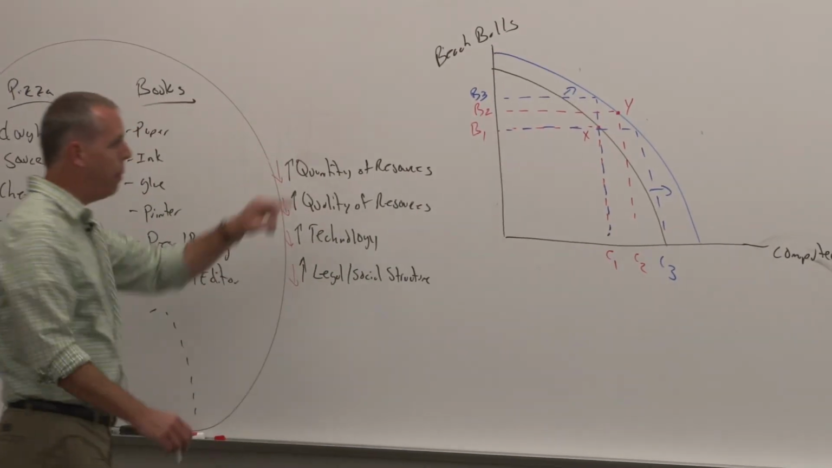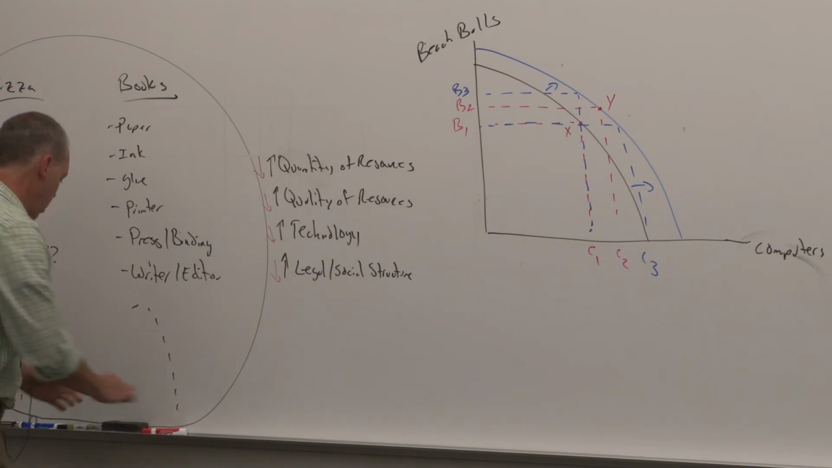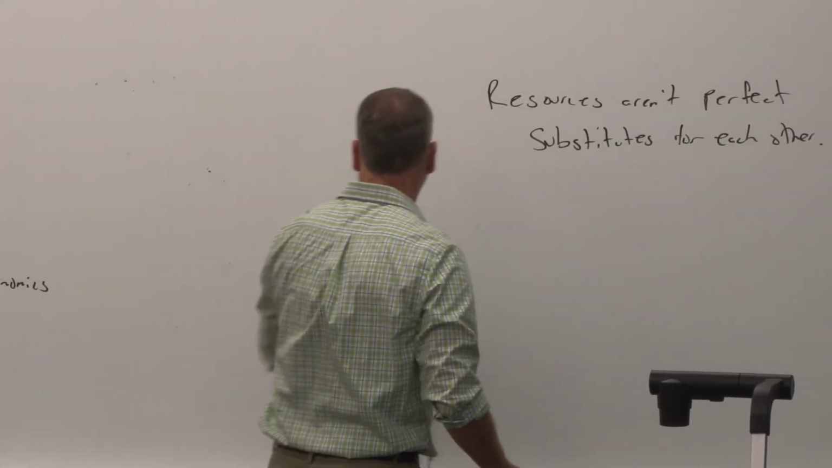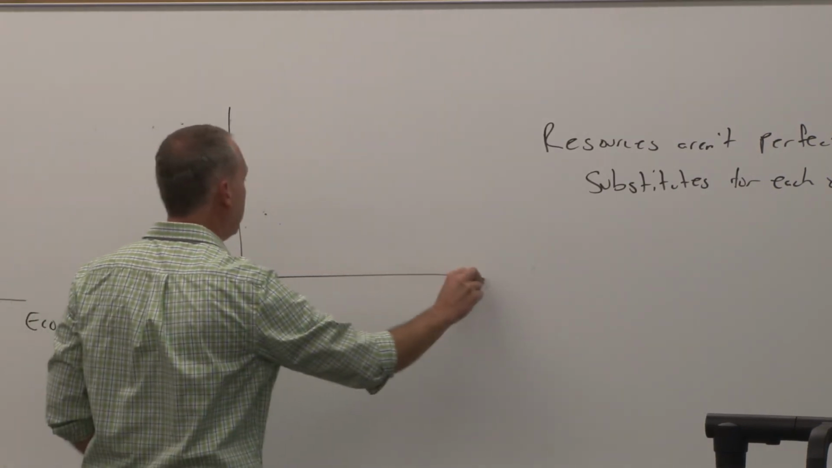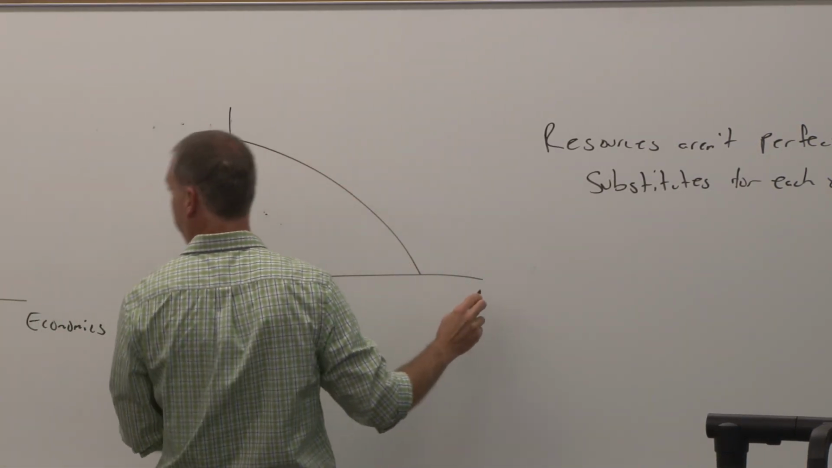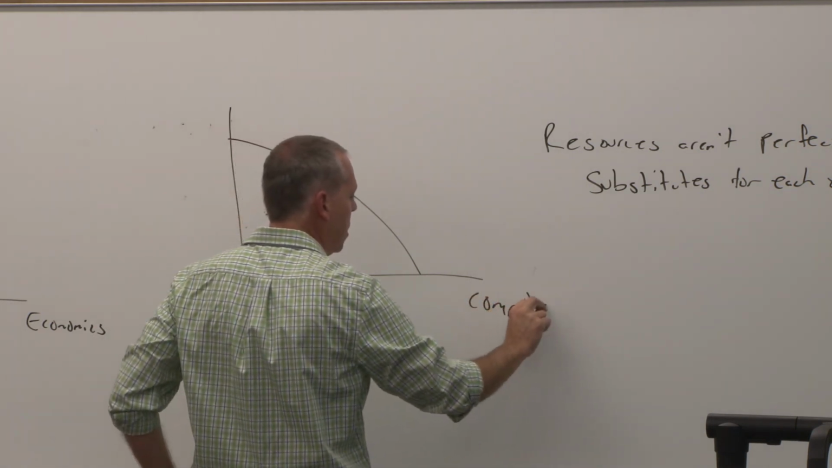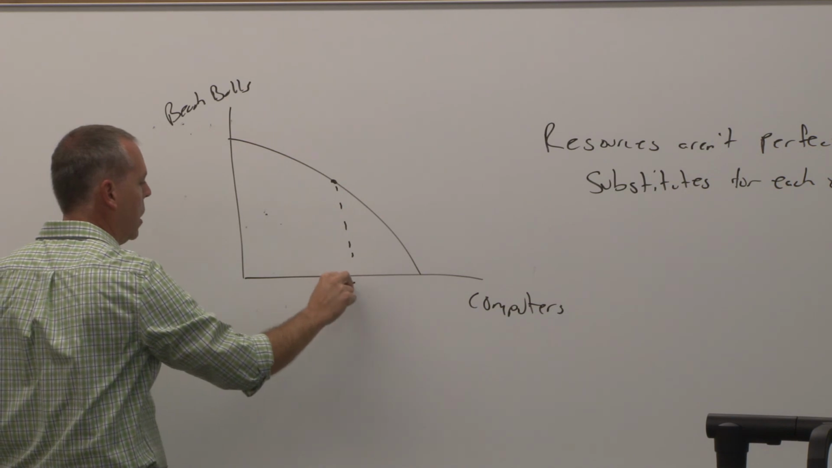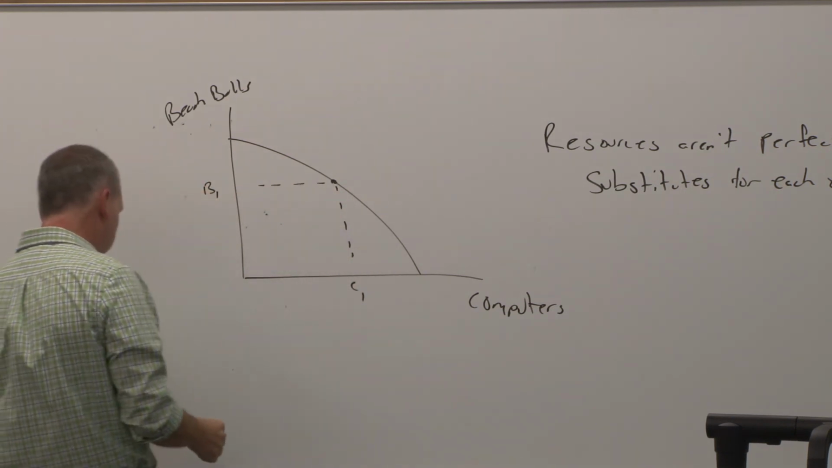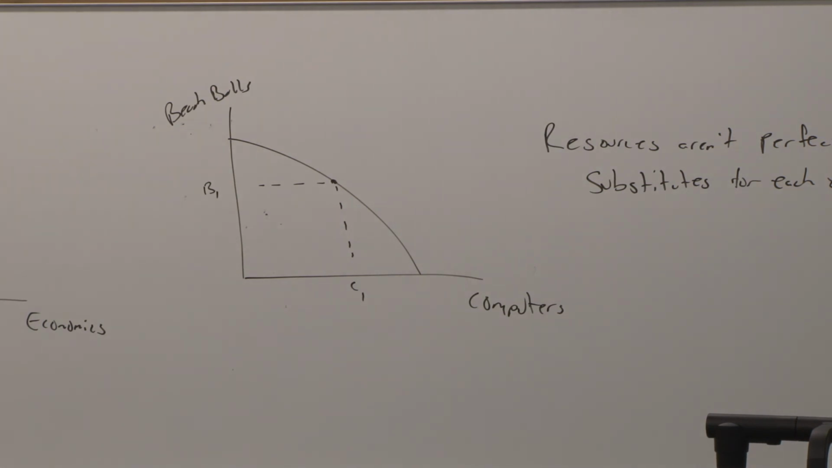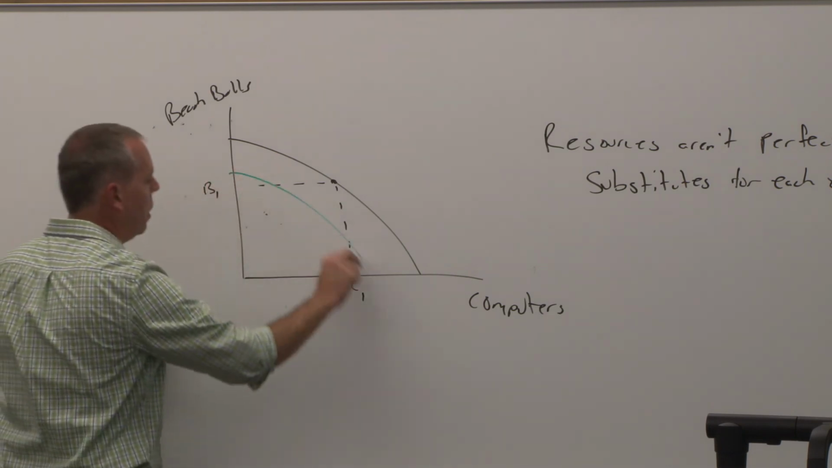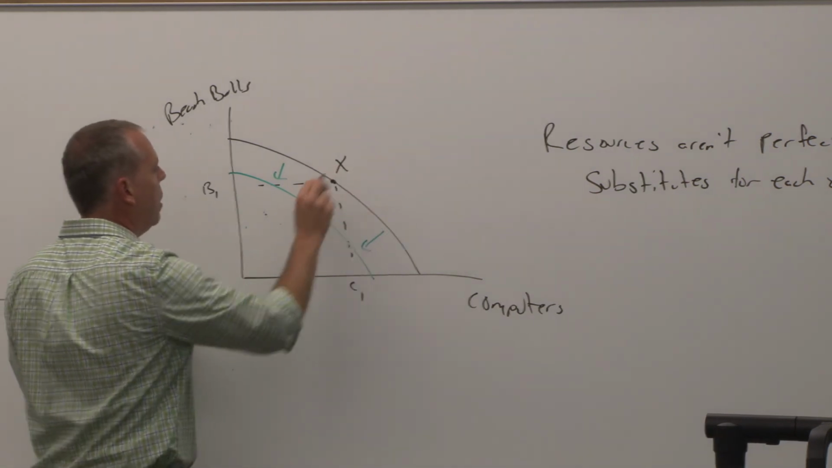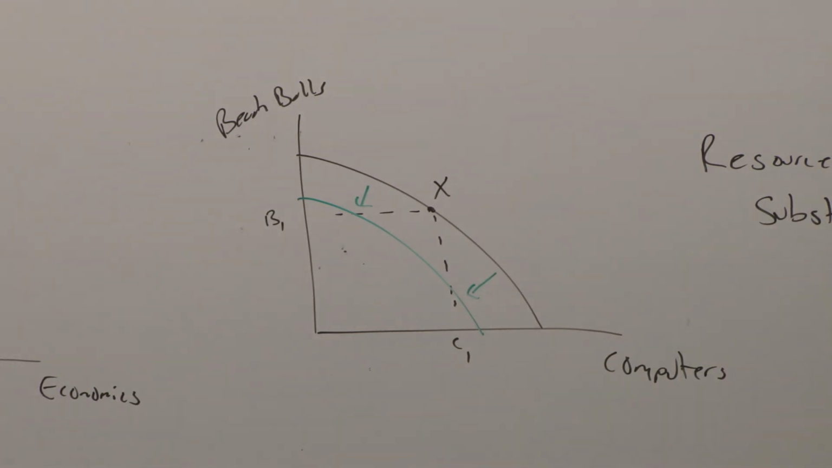So if these are diminishing, what's happening to our production possibilities curve here? It's shifting in. So here we see this curve doing this. Here we've got, what are we looking at, computers and beach balls? C1, B1, right? Now this curve is shifting in. So here's our point X. We had a decrease in our quantity of resources.